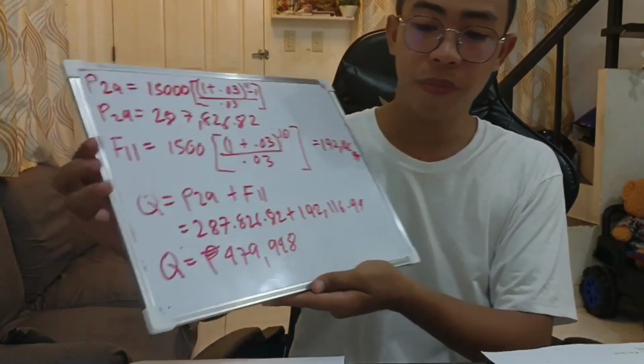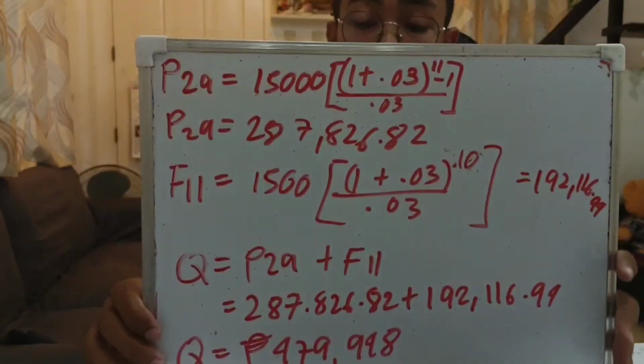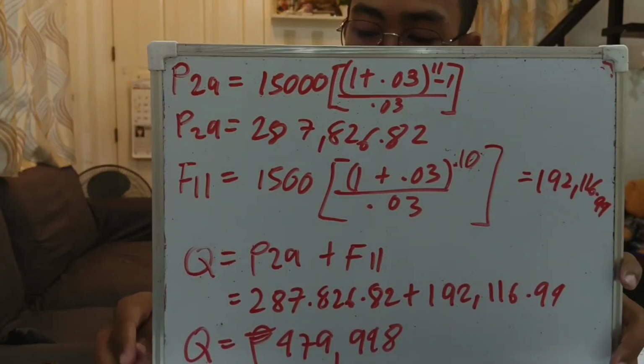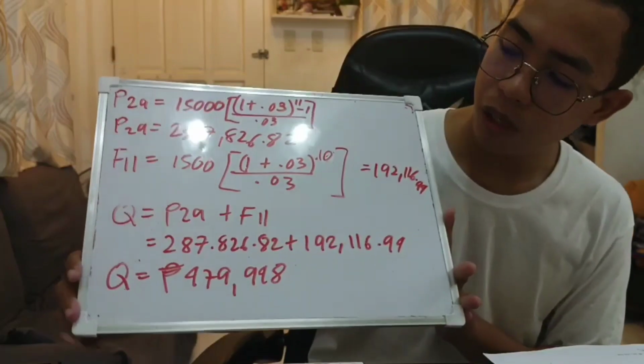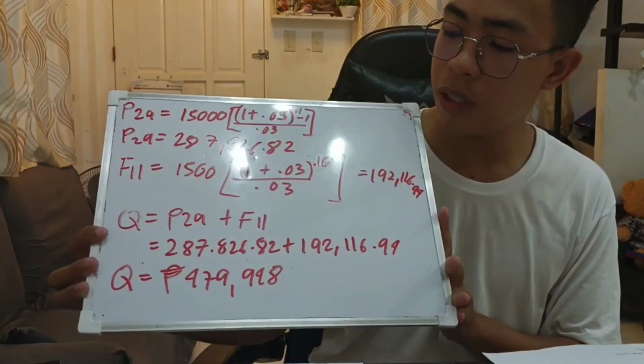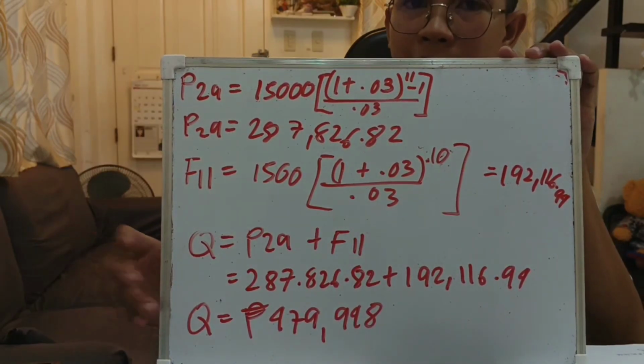So we will be letting Q be the amount that he must pay when the 11th payment is due to discharge his entire indebtedness. And Q here should be equal to P29 plus F11. So we should find the value of P29 and F11.